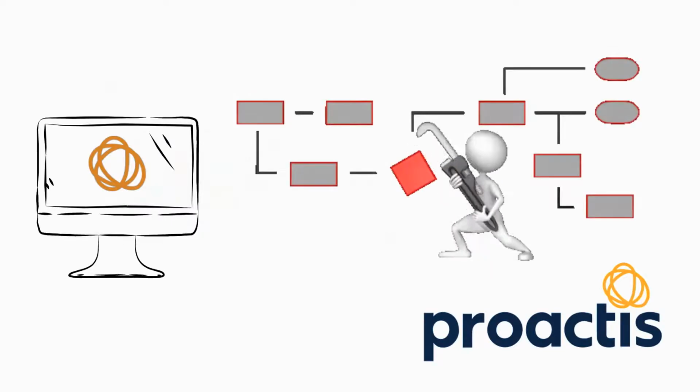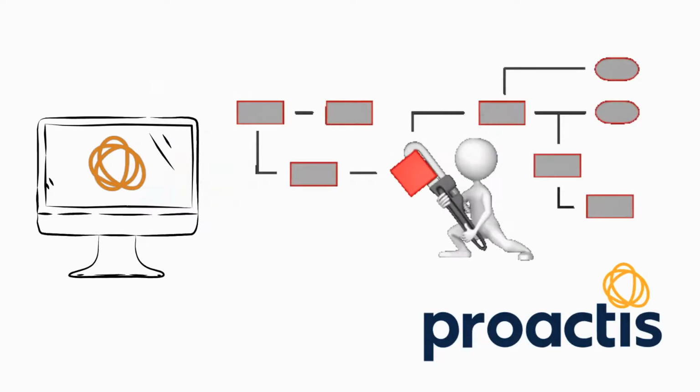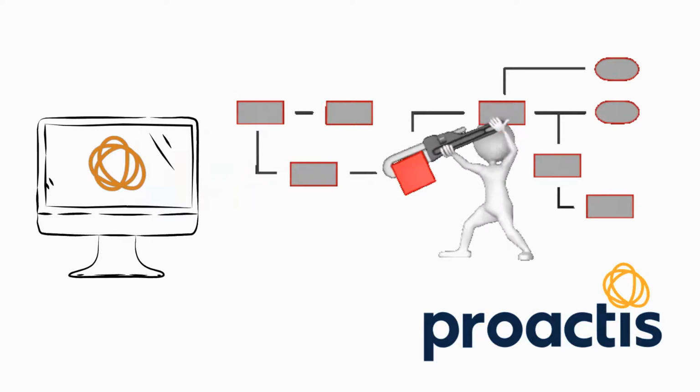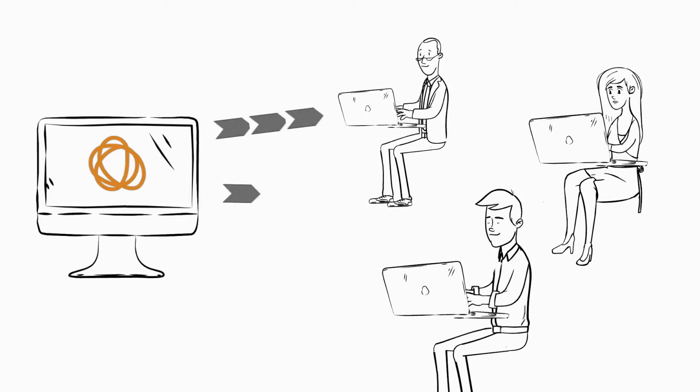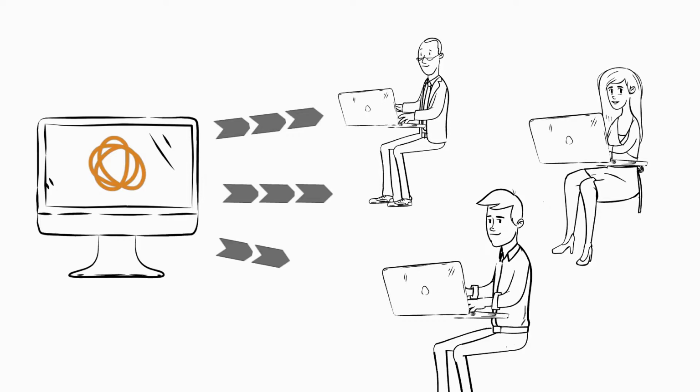And one of the great things about Proactis SRM is that it automates much of the time-consuming process of keeping information up to date. Gaps are highlighted. Requests for updates are sent out automatically to suppliers.